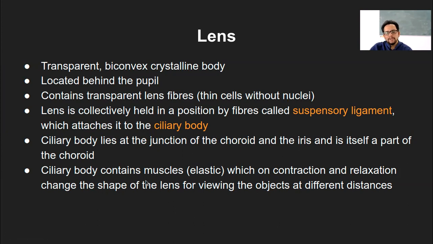And these are the muscles that contain elastic muscle fibers, which on contraction and relaxation change the shape of the lens. Sometimes you would know of situations like the reason why most of the people have glasses is because their lens is either constricted or it is elongated, and both of this constriction and relaxation of the lens can happen because of the ciliary muscles, which are elastic in nature.